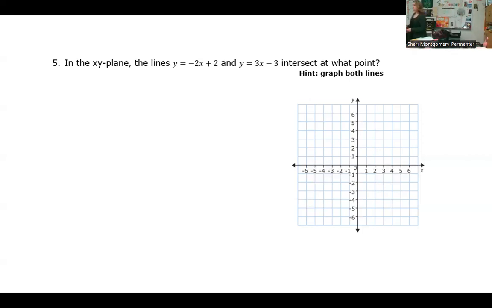So take one and pass it on. And again, you are always welcome to ask me for a piece of scrap paper if you feel like graphing something would be easier, even if the problem doesn't give you one.